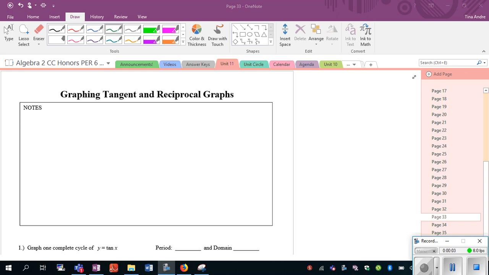In this video, we're going to learn how to graph tangent and the reciprocal trig functions. Up to this point, we've only dealt with sine and cosine and various types of graphing where we have vertical shifting, stretching and shrinking. Now we're going to look at just the basic parent functions for tangent and the reciprocals.